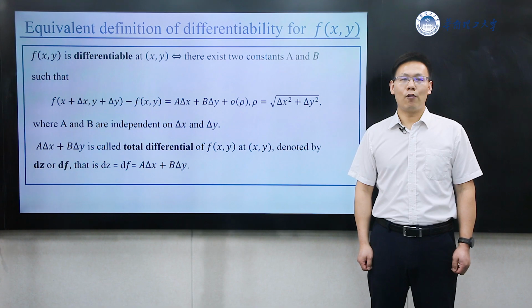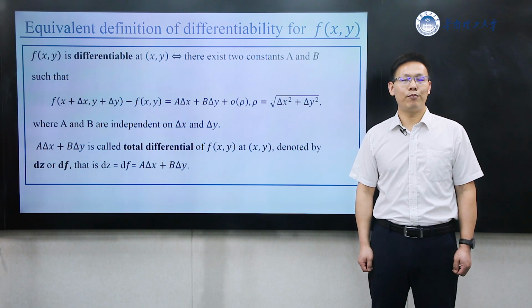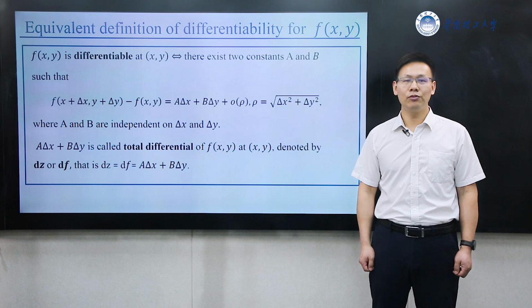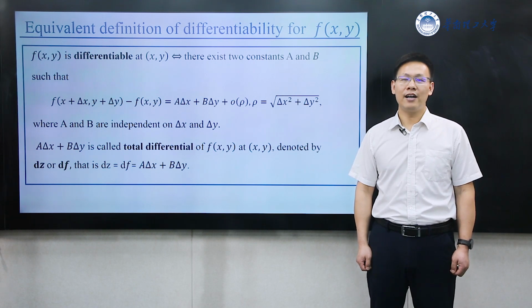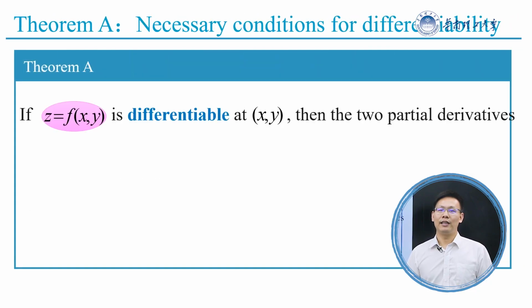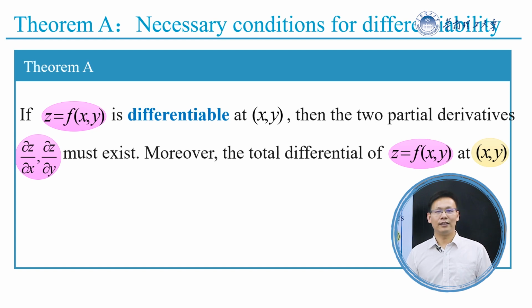We know that for a single variable function f(x), if it's differentiable at a, then the derivative f'(a) exists. Can this conclusion carry over to the case where f is a function of two or more variables? The answer is yes. If f(x,y) is differentiable at (x,y), then the two partials must exist. Moreover, the total differential of f at (x,y) can be expressed in the following form.